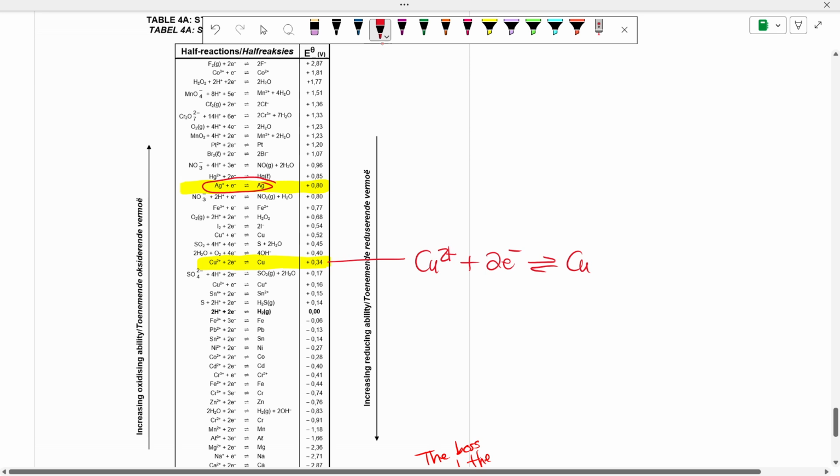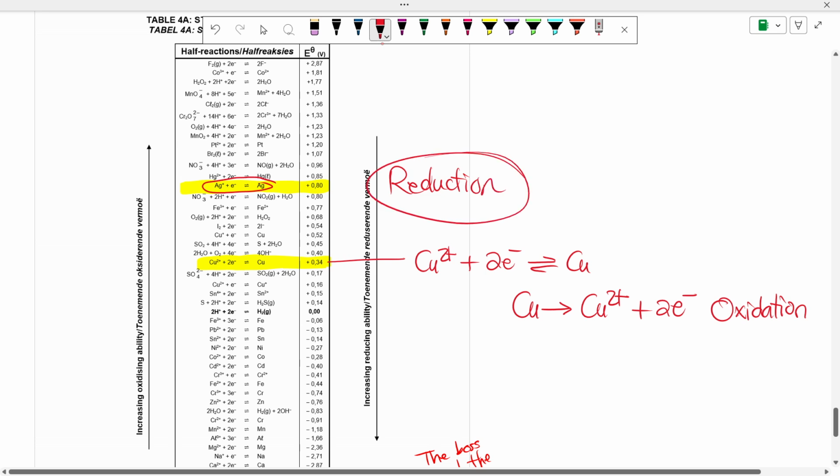It was given like this, but because it's overpowered by the strongest oxidizing agent, which is Ag plus, it's gonna have to swap directions. It's gonna have to flip and look like this. So now it becomes oxidation, because Ag is gonna keep the reduction. I'm not sure if this makes sense. Does it make sense?